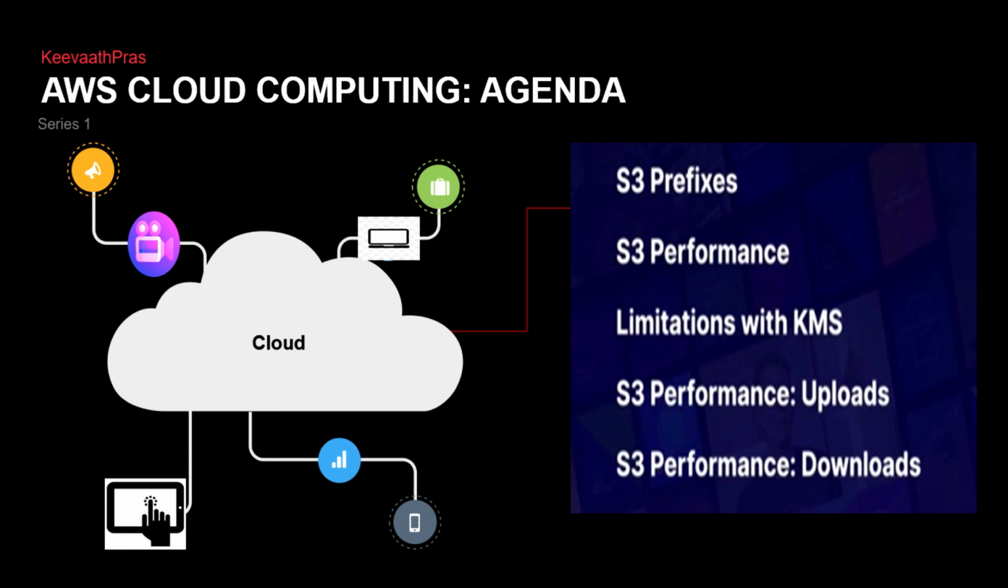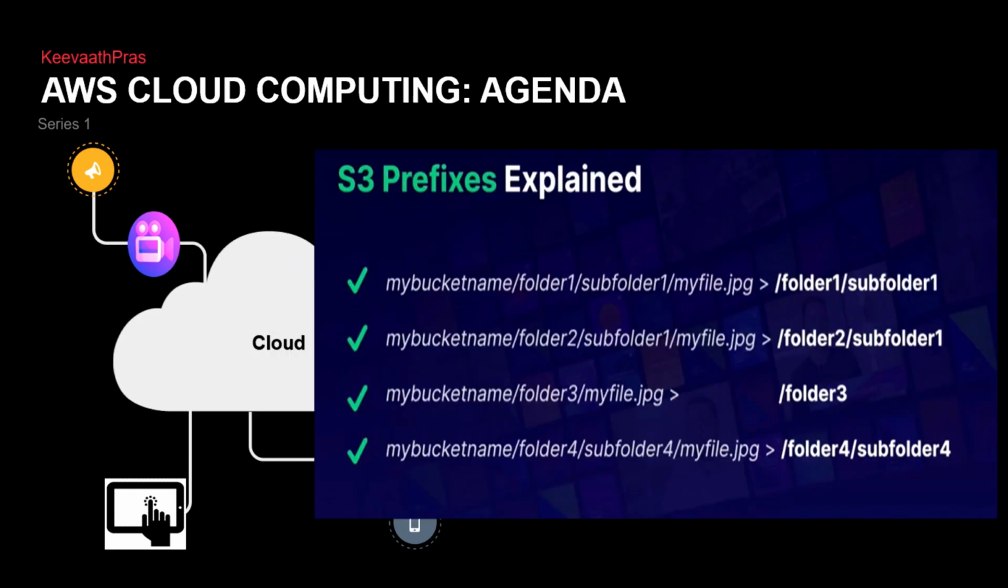What are the S3 prefixes? What is the S3 performance? What are the limitations of the Key Management Service? What is the performance for uploads, and what is the performance for downloads? As you could see, it varies from region to region, so we are not going to have a lab today. It is only going to be theory, but still good information.